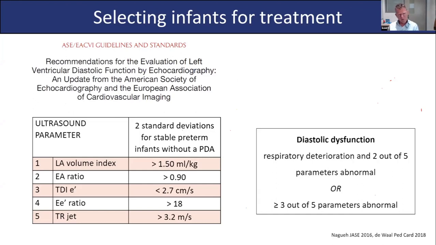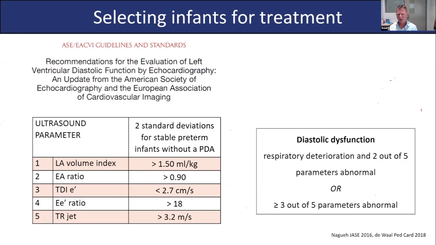We did learn from patient selection though in this trial, and we reached out to what the adults would do with volume overload. And they look at diastolic function of the heart and diastolic heart failure in these particular situations, where they use ultrasound parameters to categorize these patients. LA volume index, EA ratio, tissue Doppler parameters such as the E prime or the E prime ratio, and a TI jet velocity.